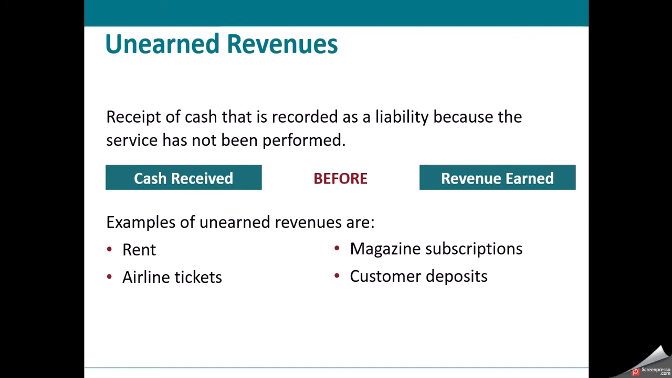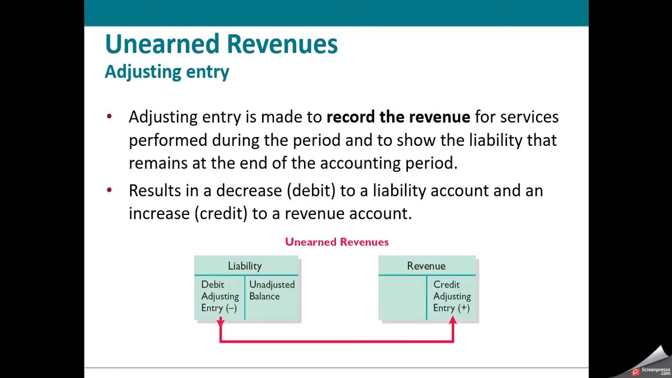Okay, now we have unearned revenue. Unearned revenue is a liability because we have not performed the service yet. Some examples: if we receive rent in advance, people buy airline tickets or even sometimes hotel stays that are 3 months out. You may pay for a magazine subscription at the start of the year that you're going to get every month for the whole year. Or customers may put a deposit down on a job. They have to give you 10% down before you put them onto the schedule.